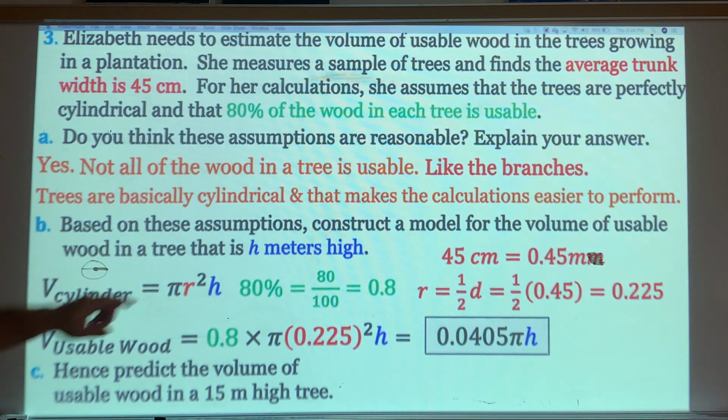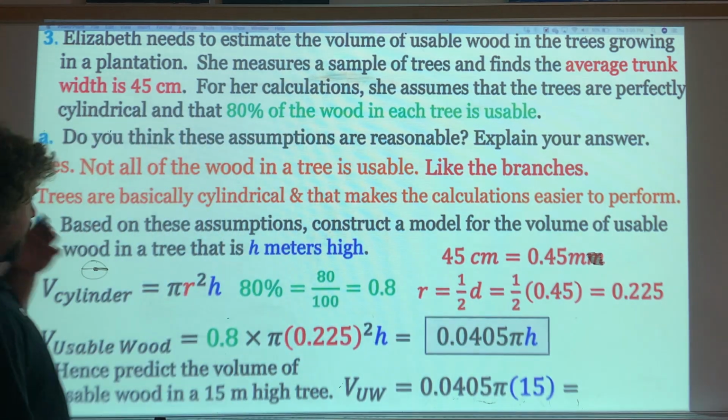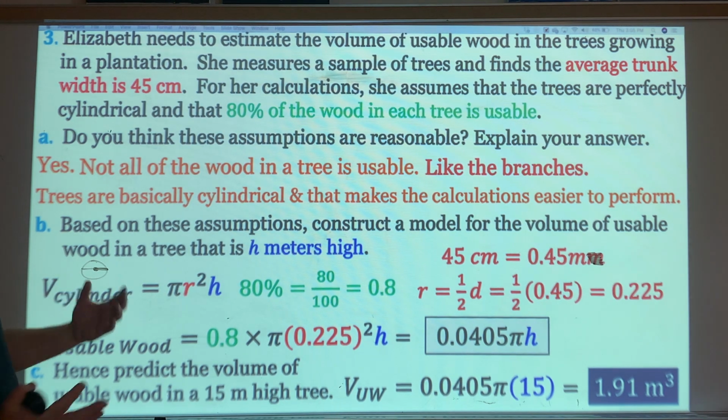And there's a pi button press. So now hence, what's the volume of the tree? Volume of the wood in a 15-meter high tree. Now you can just type in 15 for h. 0.045 times pi times 15, it's about 1.91 cubic meters. That's how much wood you'll get from there.